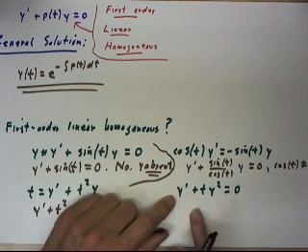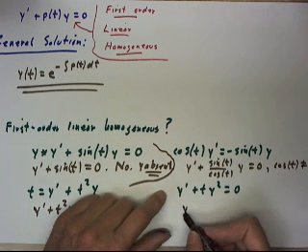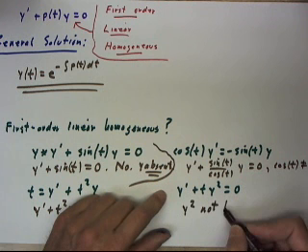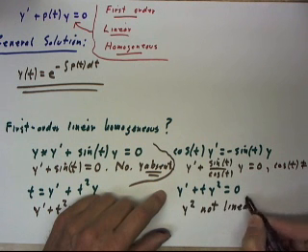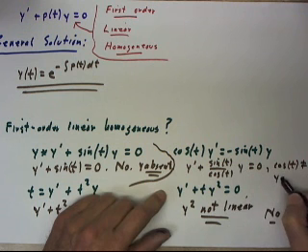What about this one? Well, at first it looks okay, but we've got the square on y. Y squared is not linear in y, so no. This one is a yes.